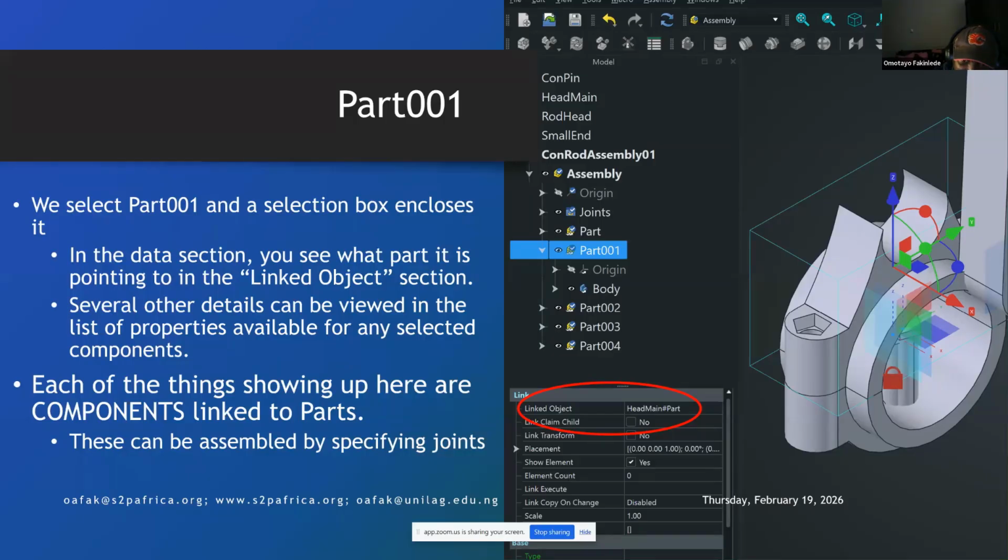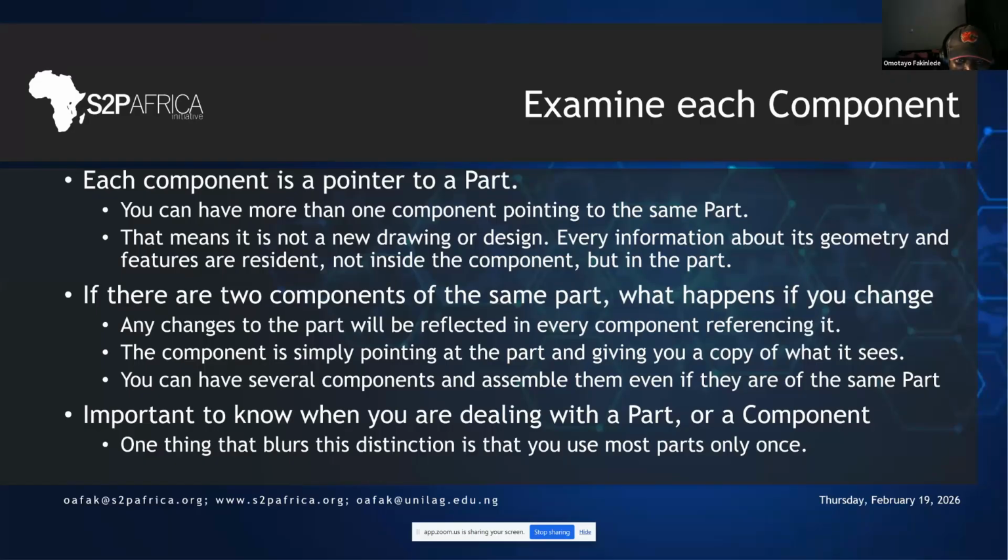What else? Let me see what the next one is. You can examine each component by clicking on it and looking at the data page. The data page will tell you what part it belongs to, what part it is pointing to. It will give you the placement, the location, and several other pieces of information you will want to know about it.